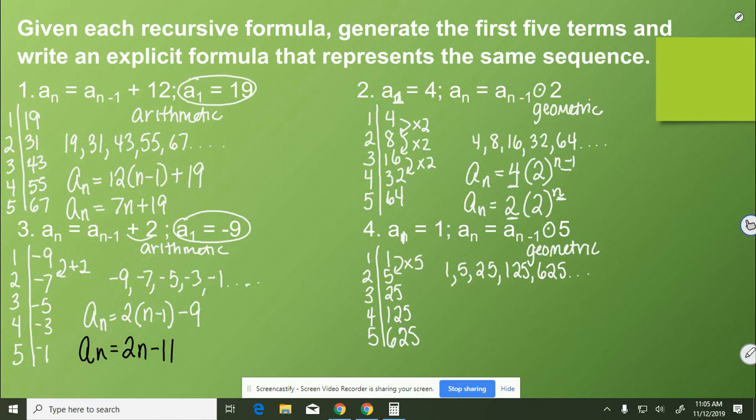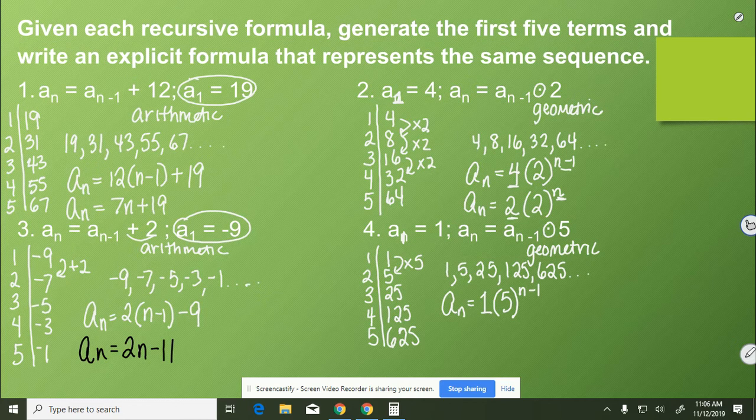So again, our explicit formula would be the first term times the common ratio raised to the n minus 1. So a of n equals 1 times 5 to the n minus 1. And again, I wouldn't necessarily have to write that 1 there because it's not going to change the answer, but it doesn't hurt to write it so you know what the a value is and what the b value is.